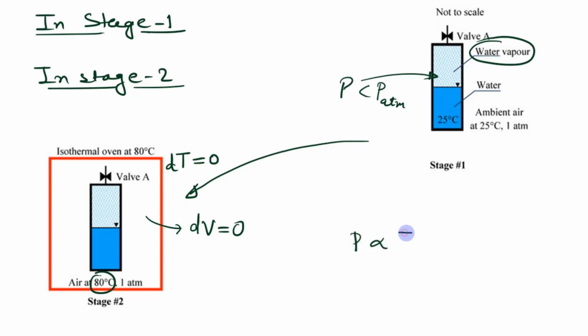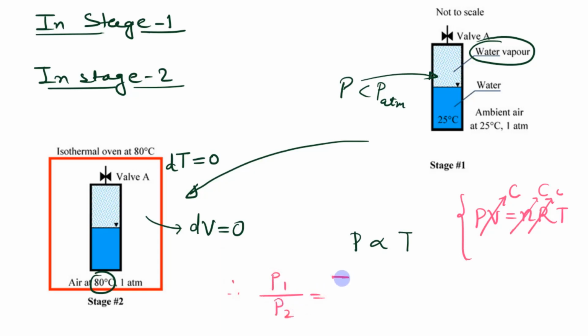So P will be directly proportional to T. Let's see, from the ideal gas equation we know PV is equal to nRT. We know this R is constant, this n is also constant, volume of the oven is also constant here, so P here is varying only with temperature. Therefore we can write P1 by P2 should be equal to T1 by T2. From this relation we can write this.